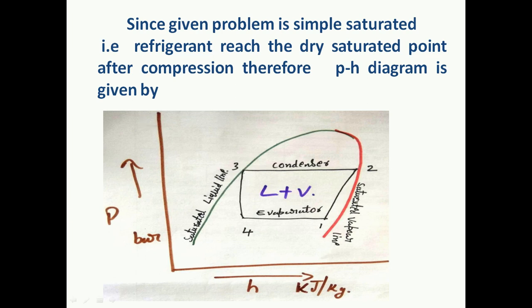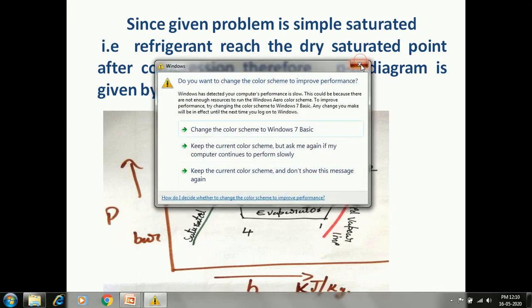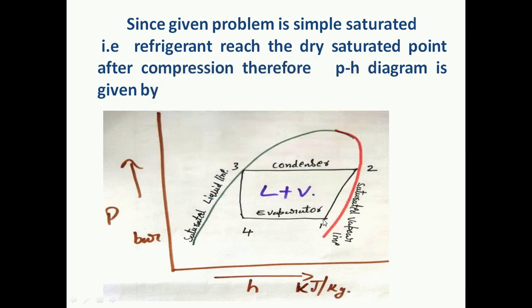In the pH diagram, process 1 to 2 is the compression process. The compression starts at point 1 and ends at point 2. In the problem itself it is given that the ending is dry saturation. That's why before the compression it lies in what? Liquid plus vapor phase. That's why you have to note down this pH diagram. One who is studying this problem, please note down this pH diagram.